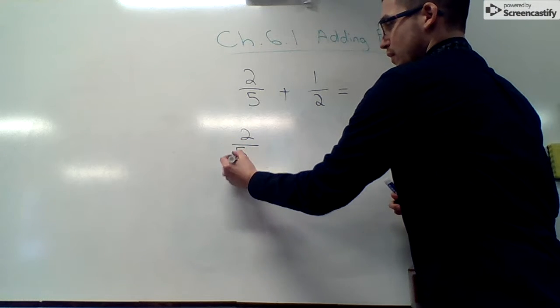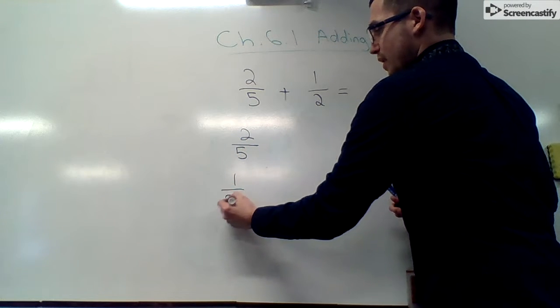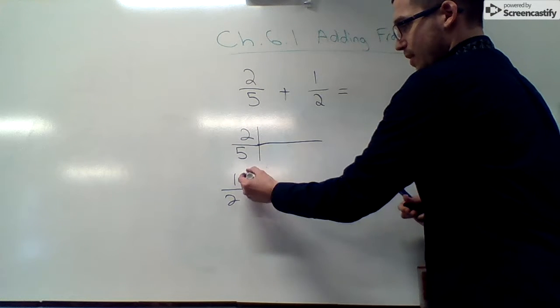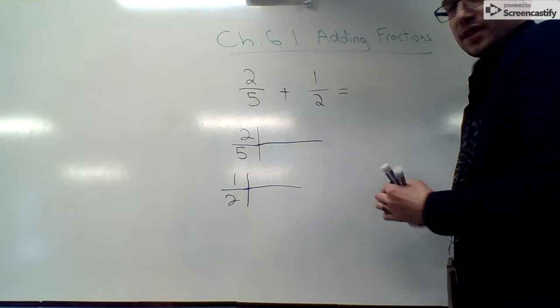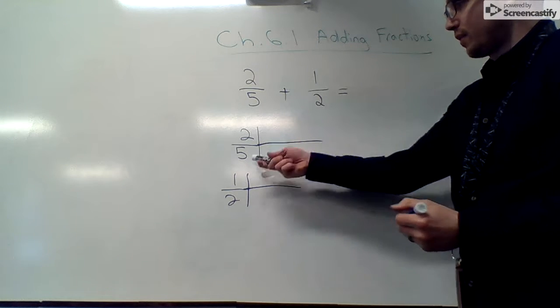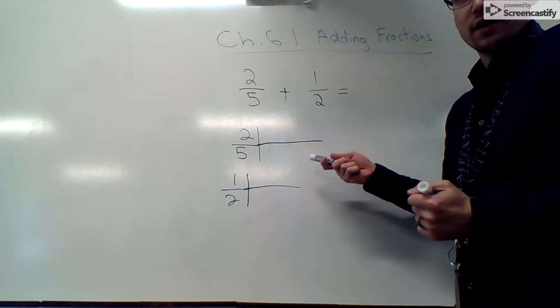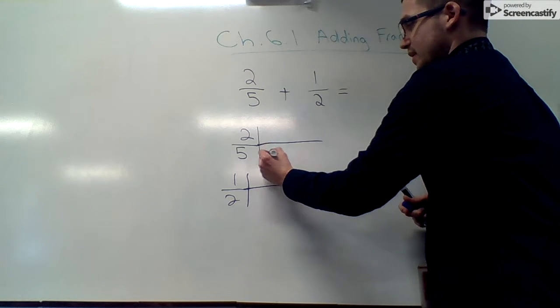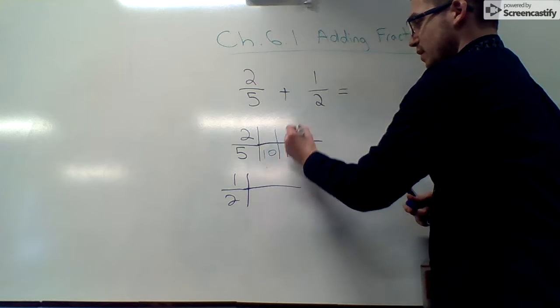So 2/5 and 1/2. And then we're going to make an equivalent fractions table for each of our fractions in our example problem. So I'm going to skip count by the denominators, the 5 and the 2, and I'm trying to find a number that they both will land on. So I'll skip count by 5s. So 5, 10, 15, 20.